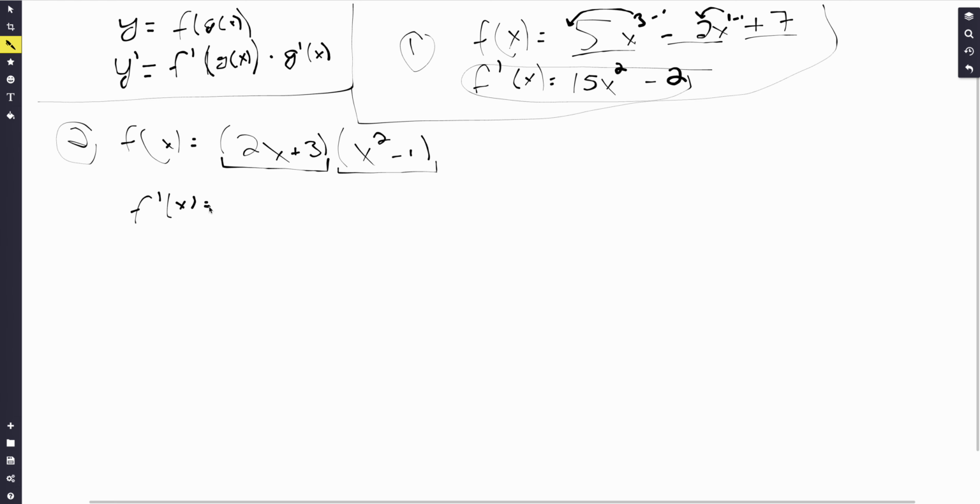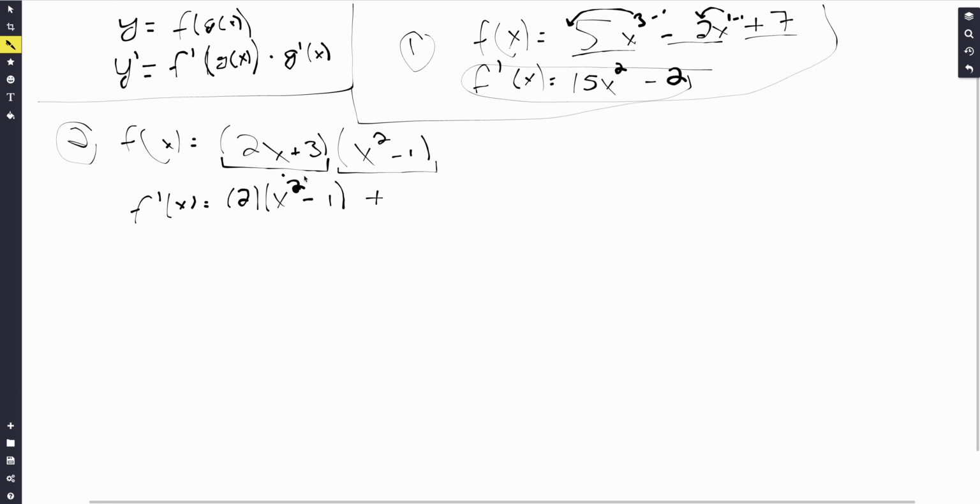is equal to, take the derivative of this side, the 2x plus 3. So what's the derivative of 2x plus 3? So that would just be 2. And then just leave the x squared minus 1 right here. Again, we know this because of the product rule formula. And then we would do addition.